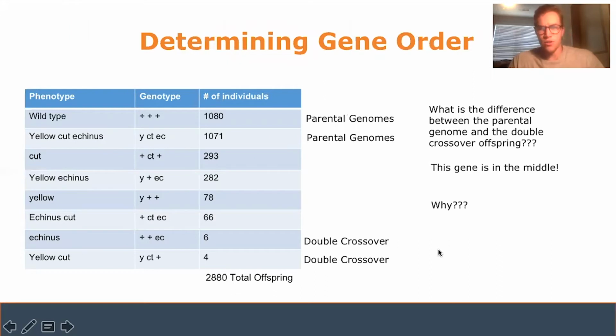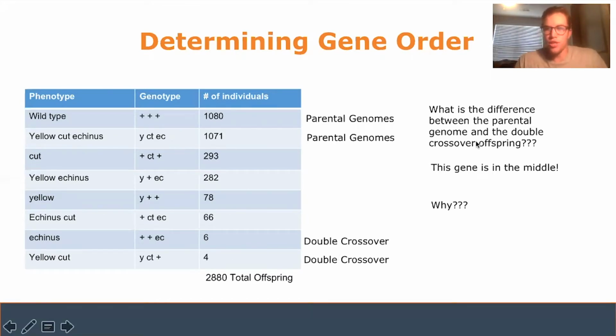Okay, so determining gene order, the first step you're going to take is to figure out which is the parental genotype and what is the double crossover genotype. And you can tell this by looking at which is the most common genotype in the progeny and which is the least common in the progeny. And that'll tell you what is the double crossover product and what are the parental genomes. And there's 200, we're going to use this later.